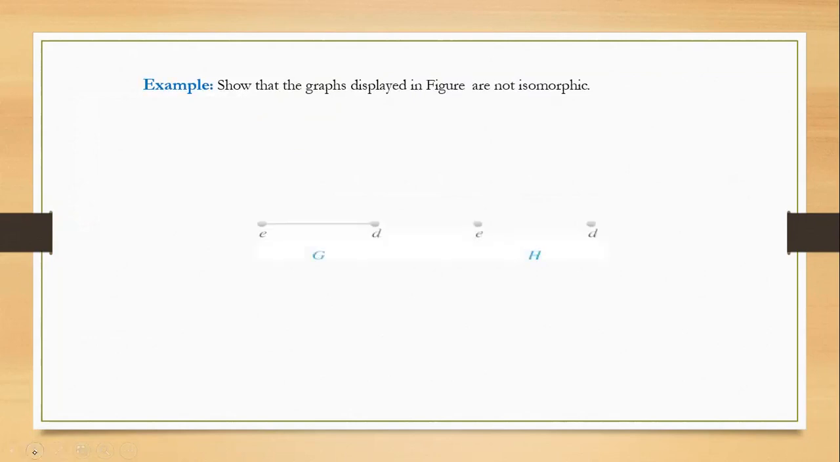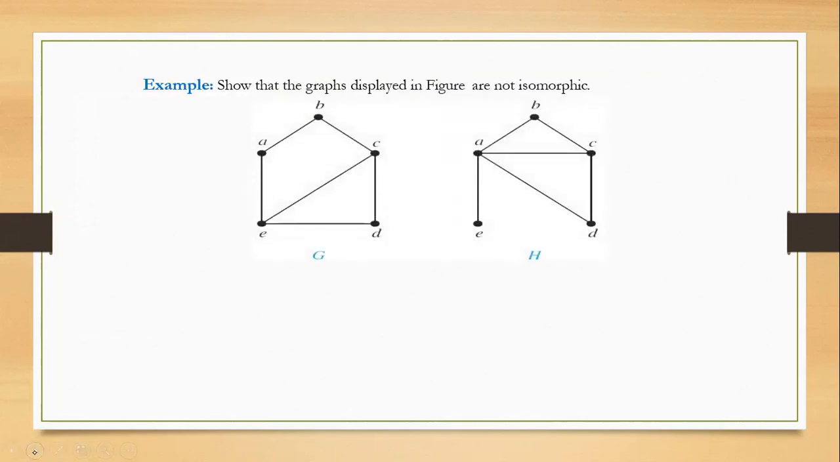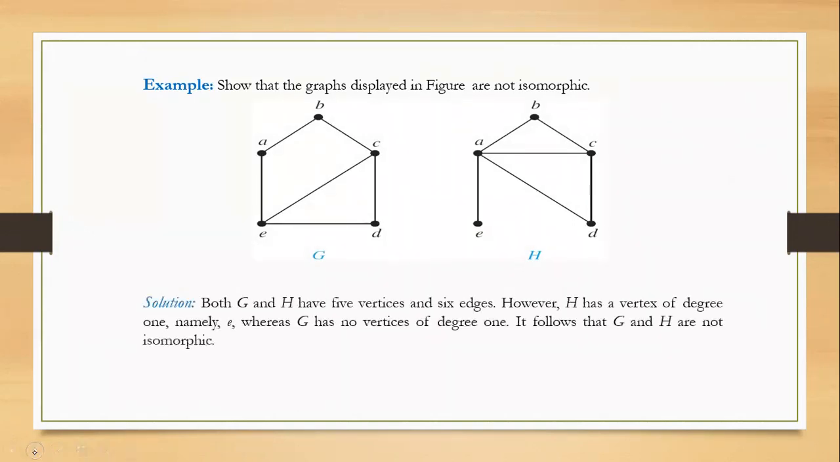Now the next question is, we have to verify whether two graphs given over here are not isomorphic. So we have to show that the graphs are not isomorphic. In this case, I'll directly show you the solution. So if you compare the two graphs, both G and H have 5 vertices and 6 edges. Okay, so they are almost the same. Instead of this edge over here, we have it over here.